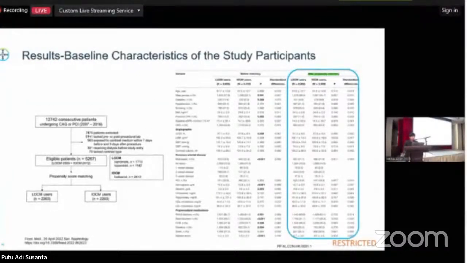After propensity score matching, from the left-hand side, you can see there are around 2,200 patients in both groups. And in the right panel, you can see that all the baseline characteristics are comparable between these two groups after propensity score matching.